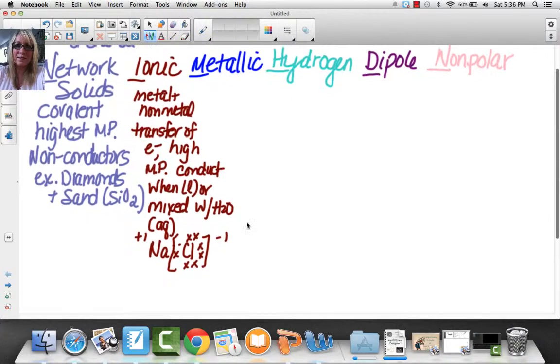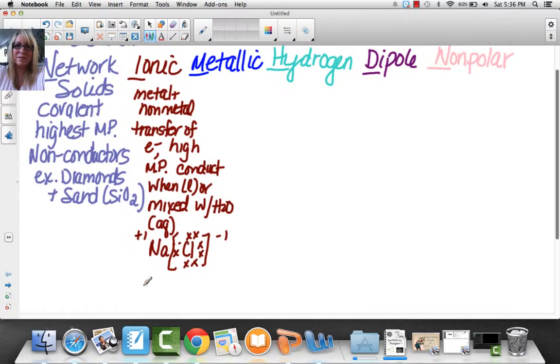I'll do one more. How about MgCl2? So in this case, Mg wants to give up 2 electrons. It's going to give 1 to chlorine right there, and it's going to give its second one to another chlorine. So each chlorine gained 1, so they each have a negative charge, and the Mg lost 2, so it's going to have a +2 charge.